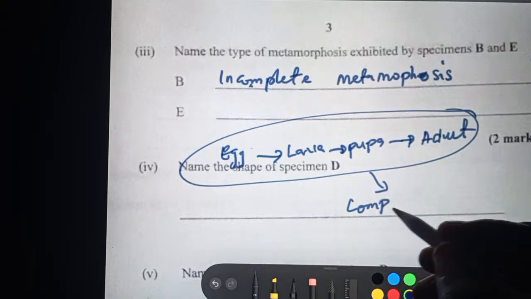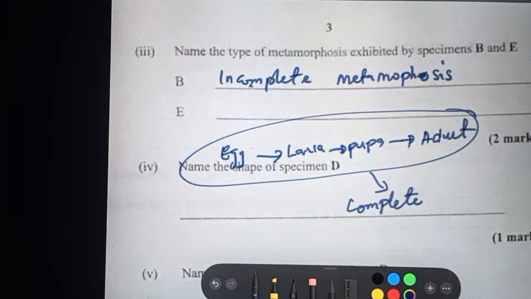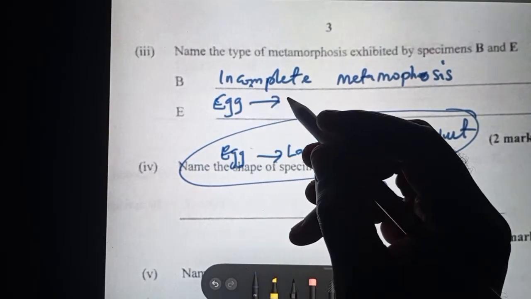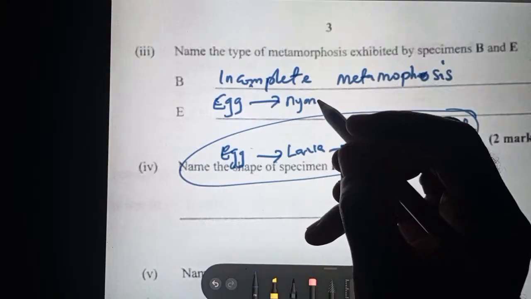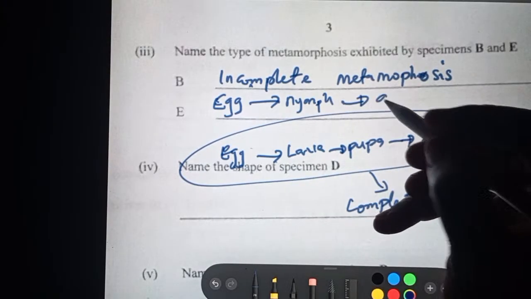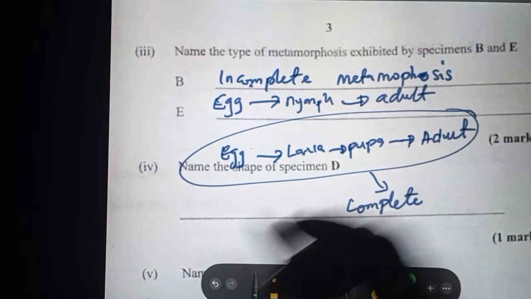Complete, which is holometabolism. But in incomplete metamorphosis, the organism moves from egg to what? Nymph. The nymph is just the miniature version of the adult, to what? The adult form. They skip larva and pupa.